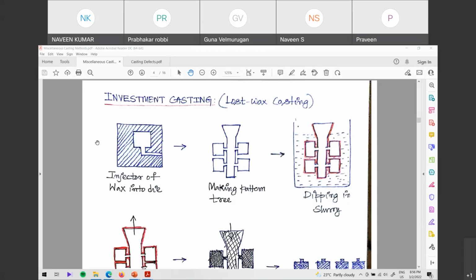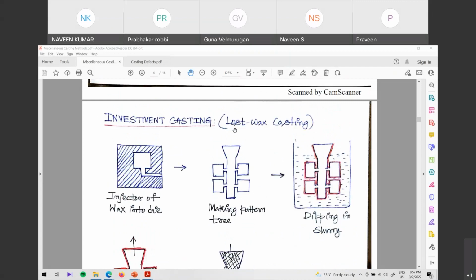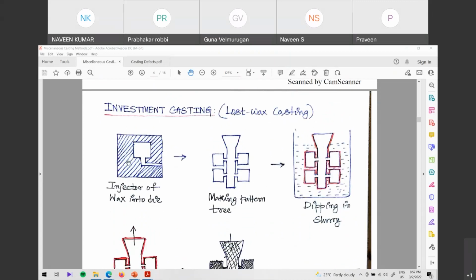Let's know that. Okay. So this is also known as lost wax casting. Why is it lost wax? We'll come to that. But let's discuss the process first, then we'll come back to see why it is called lost wax.